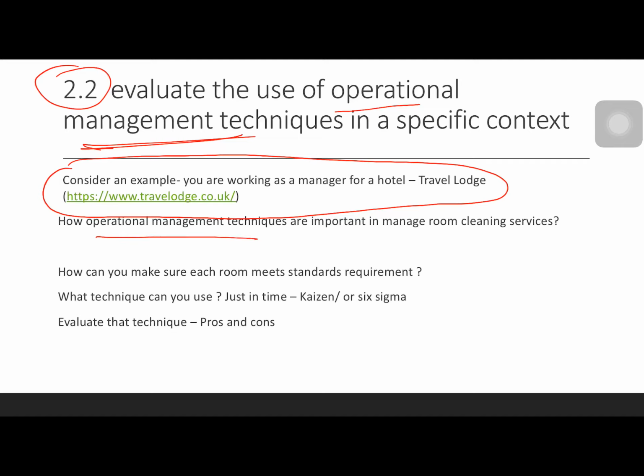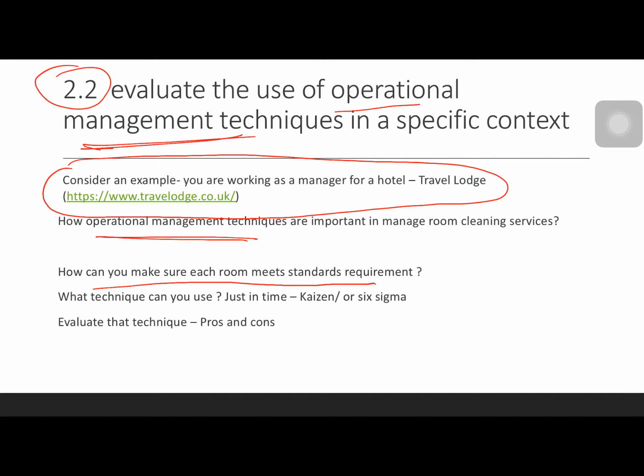How are operational management techniques, some of which we discussed, important in managing room cleaning services? How can you make sure each room meets standard requirements? Every company has a technique to improve operational management.